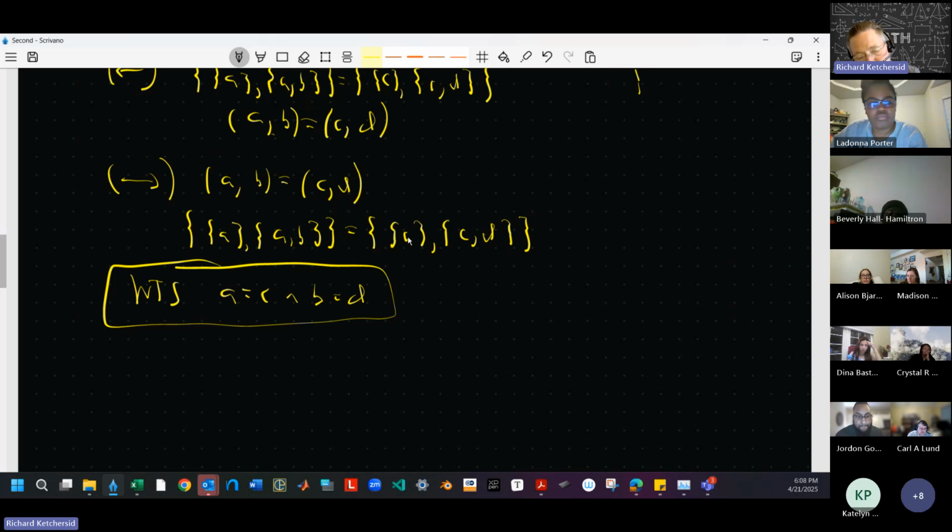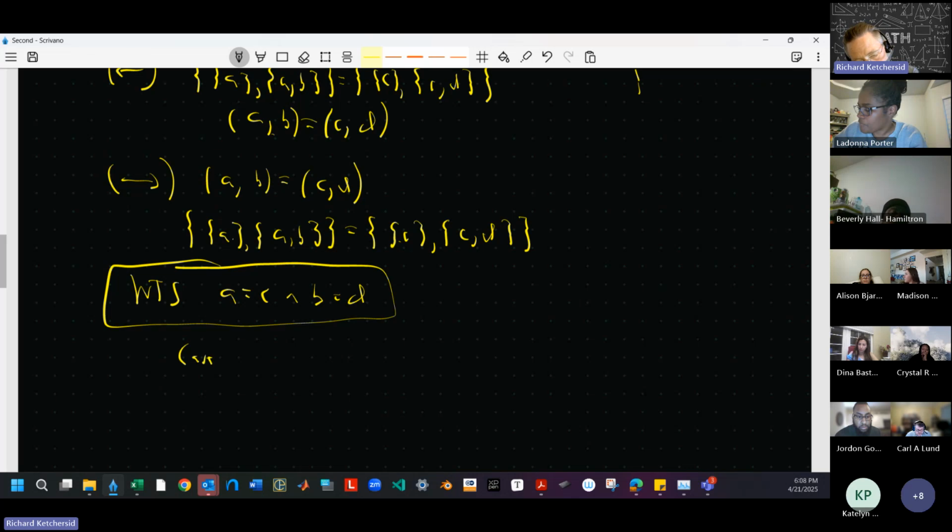So what does it mean to say that these two sets are the same? Well, it means that everything in here is in there and everything in here is in there, right? That was the sort of extensionality of sets, right? That having the same elements is what you mean by saying two sets are the same. So if everything in here is in there, then there's kind of two cases, right?